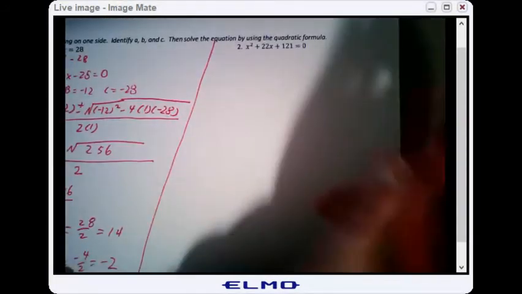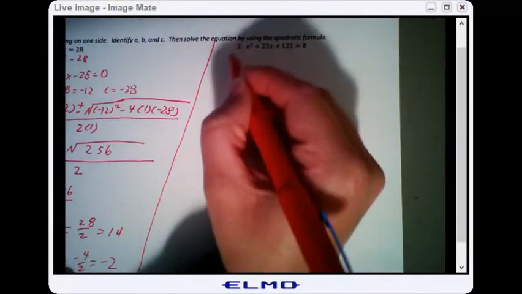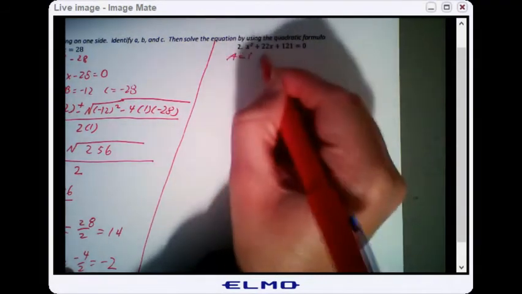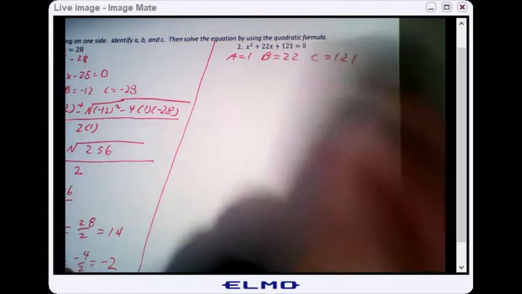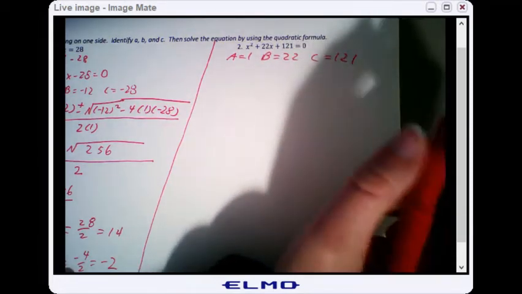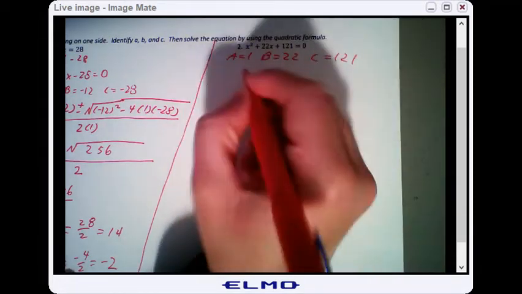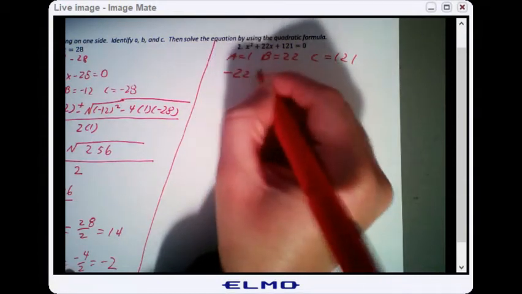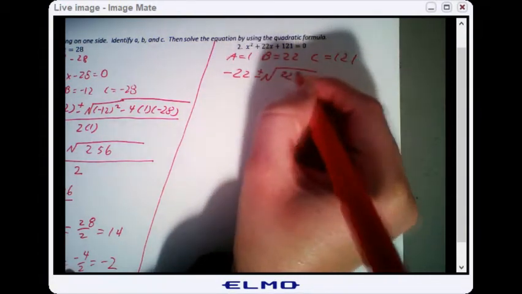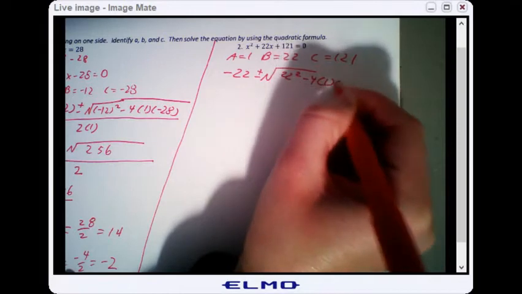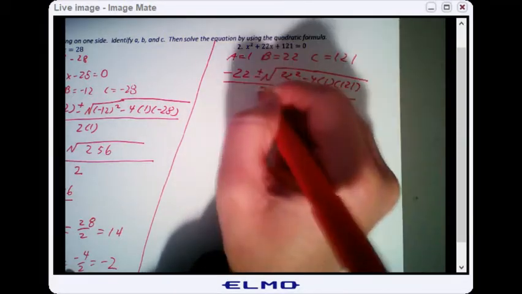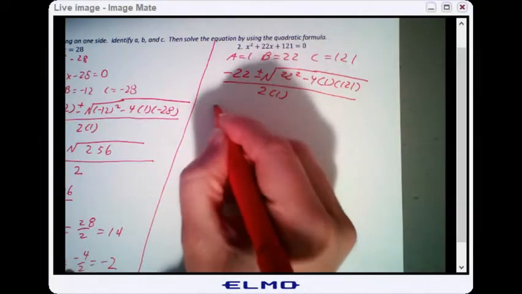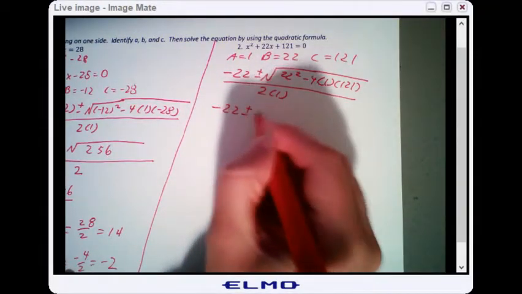For problem 2, everything's already on one side. So our A is in front of x squared, 1, B is in front of x, 22, and C is the number by itself, 121. We are going to plug it into our formula. So negative 22 plus or minus square root 22 squared minus 4AC all over 2A.